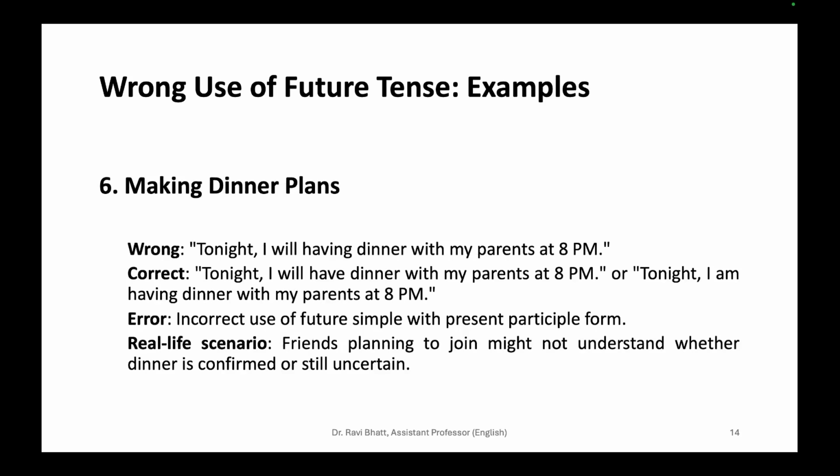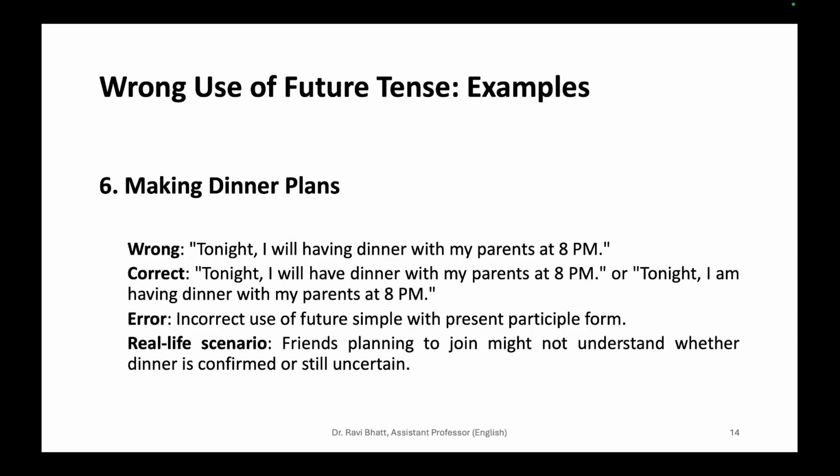All right. Now, let's take the next example. Okay, perhaps the last example, making dinner plans. For example, you're making a dinner plan with someone and you said, tonight, I will having dinner with my parents at 8 p.m. Now, what you're doing here, you're incorrectly using future simple with the present participle form.